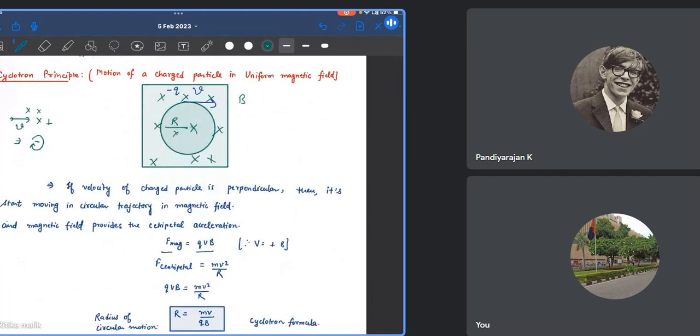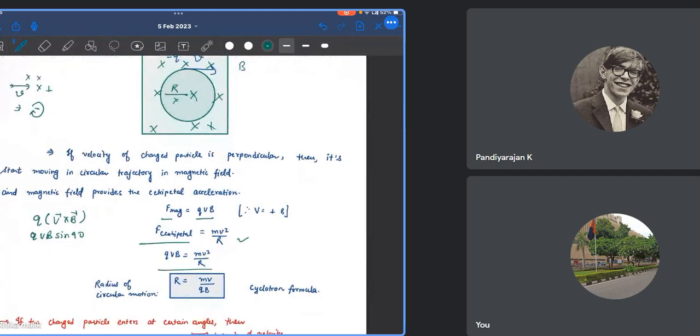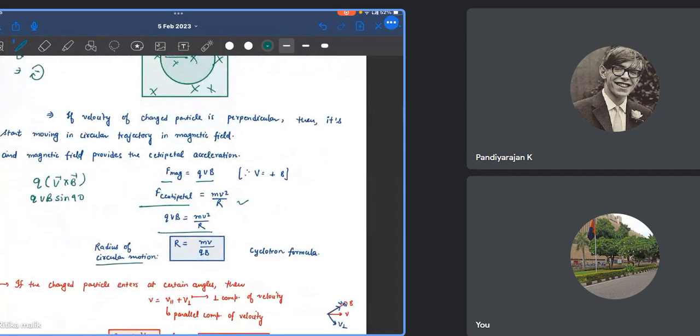So the force due to the magnetic field is given by QV cross B. And since V is perpendicular to the magnetic field, we can write QVB sin 90, so it becomes QVB. Now the centripetal force is given by mv squared by r. So we just take these two forces equal, and from there we calculate the radius of the circular motion.